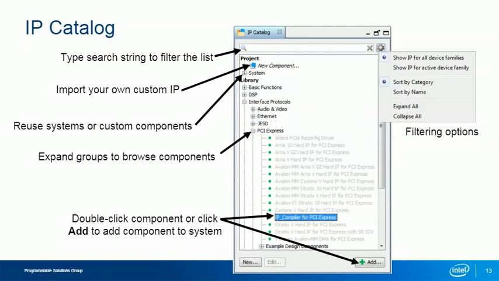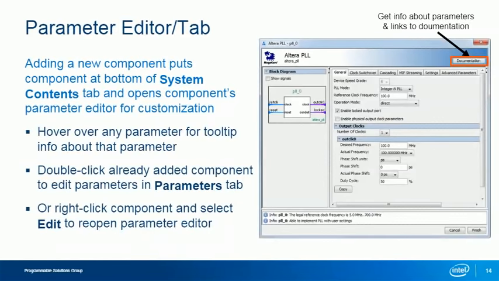To add a component to your system, double-click the component name in the IP catalog or select the component and click Add. In either case, the selected component will be added to the System Contents tab discussed in a moment, and that component's parameter editor will open. After double-clicking a component or clicking Add, the component gets added to the bottom of the System Contents tab, and a component parameter editor window opens, allowing you to customize the component for your system design. Each copy or instance of a component added to your system can be configured separately.